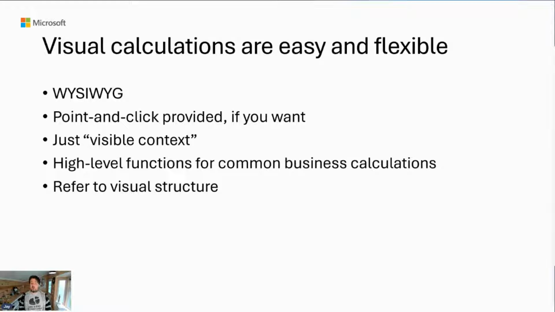We will provide point and click eventually. It's not there yet today with what I'm going to show you. But if you didn't want to type, you could just use a mouse. You use just visible context, so you literally see what you're working with. We introduce tricks with visual structures. We introduce new functions that allow you to do complicated things or almost impossible things very easily.